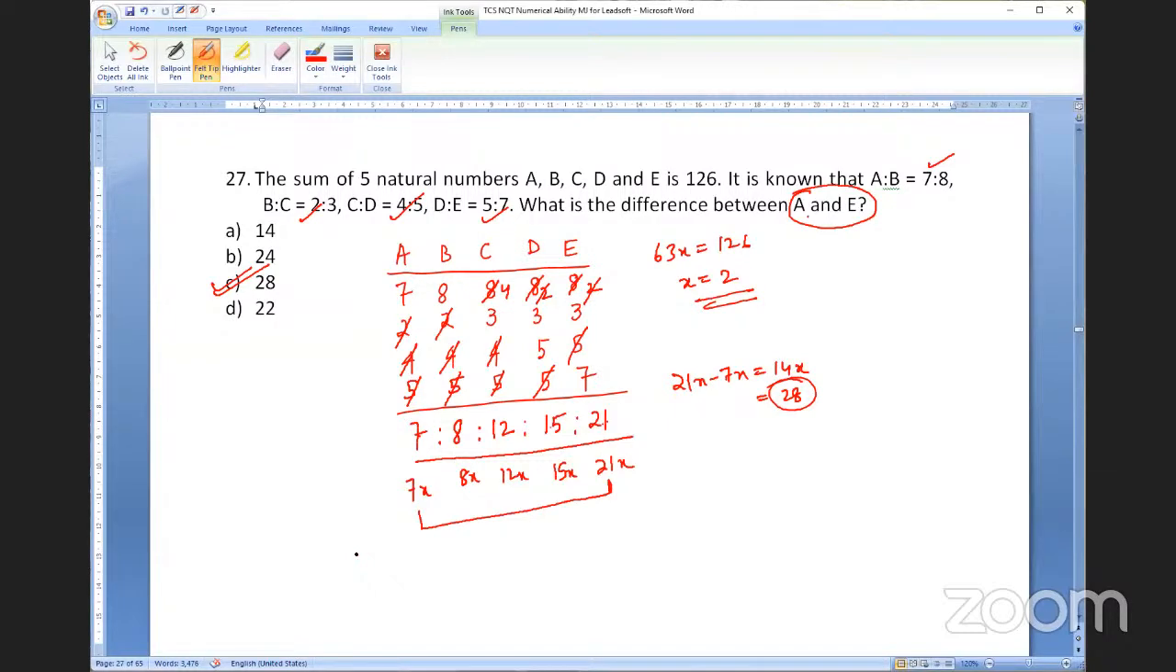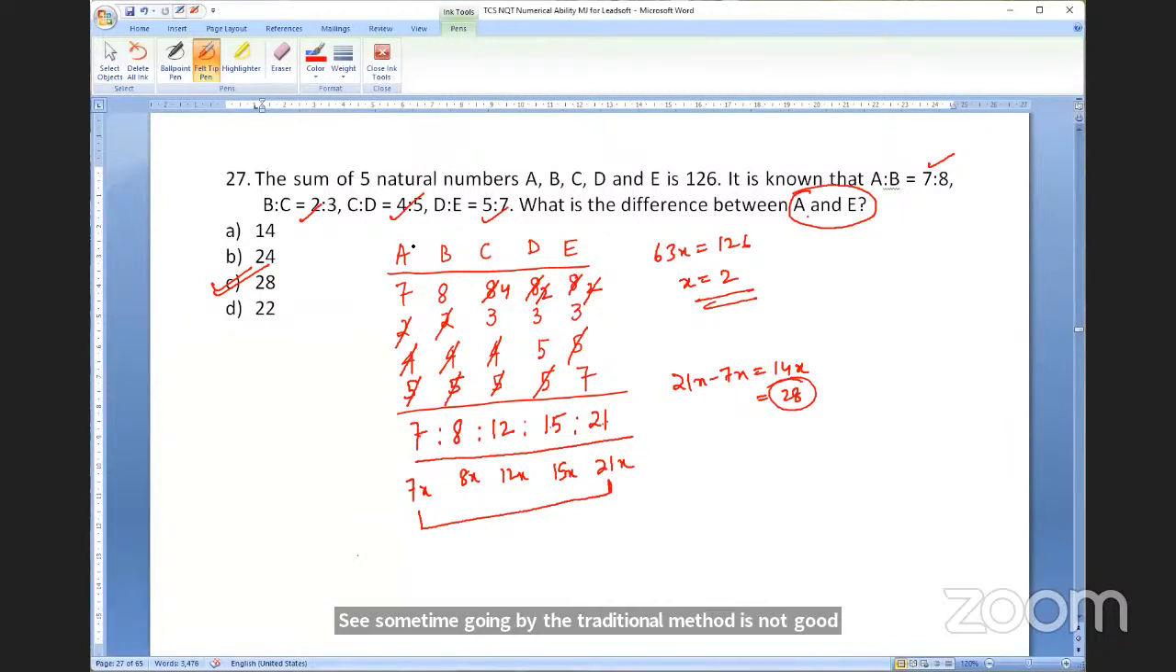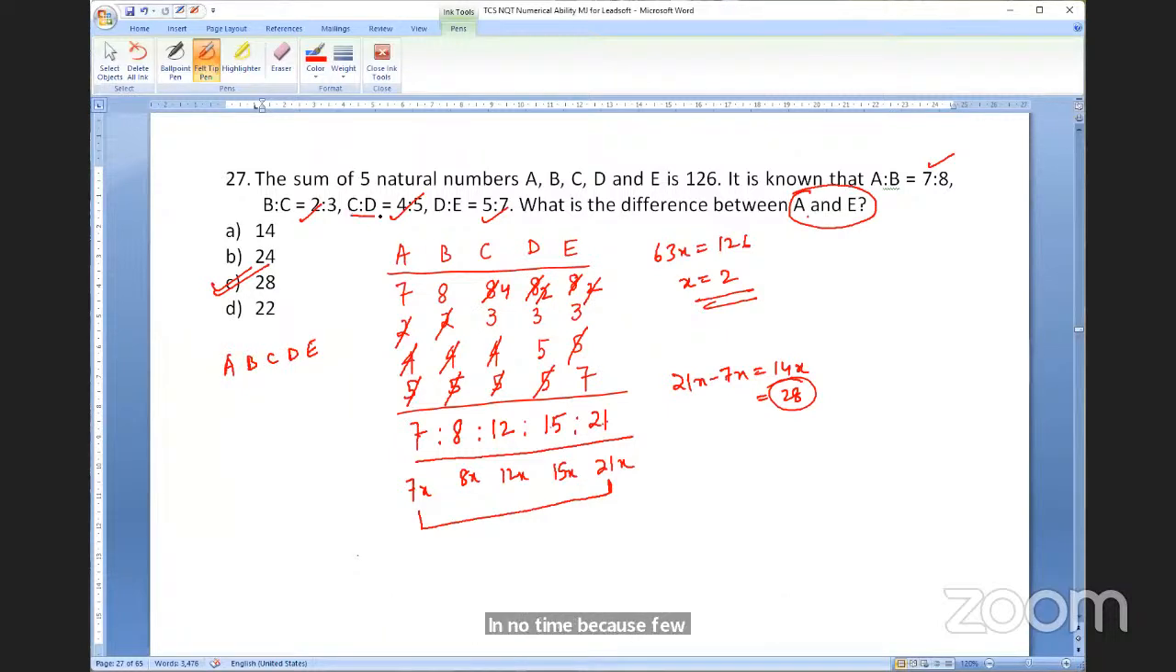See, sometimes going by the traditional method is not good. We can very easily frame backwards and find this A is to B is to C is to D in no time, because few numbers are the same. You can see C is to D is to E. Here the D value is the same. So this becomes 4, 5, 7.